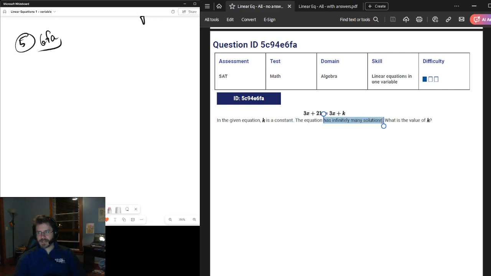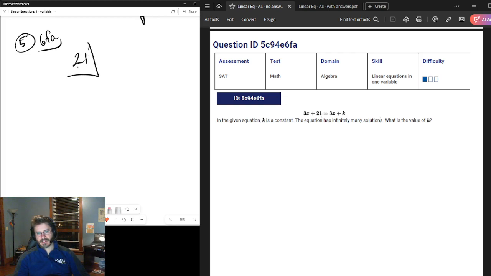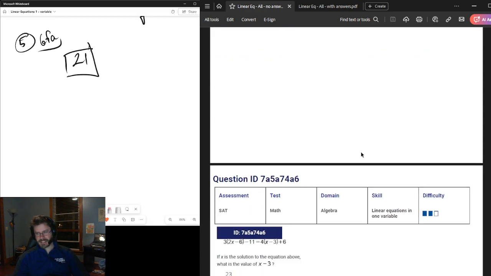The equation has infinitely many solutions. That phrase tells us something. If this equation has infinitely many solutions, that means that the left-hand side, 3x plus 21, is exactly equal to the right-hand side, 3x plus k. So 3x, of course, is equal to 3x. K must be 21. So 21 is our answer. That phrase right there tells us everything. Infinitely many solutions means that the left-hand side is equal exactly to the right-hand side. And that's a fairly simple one.